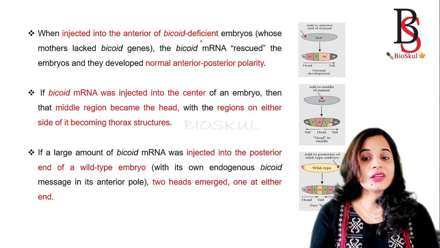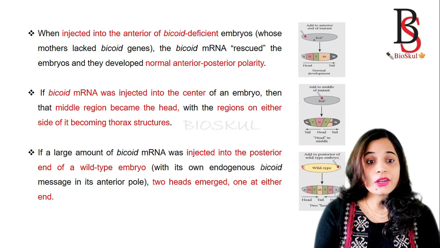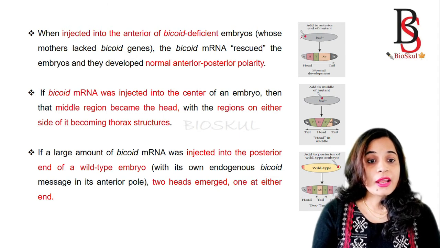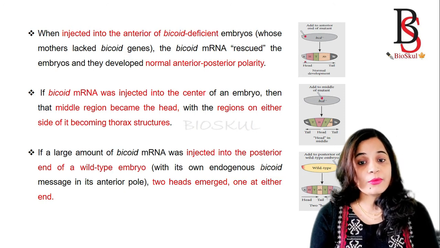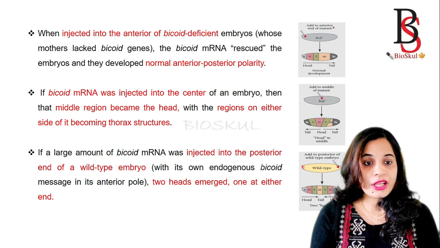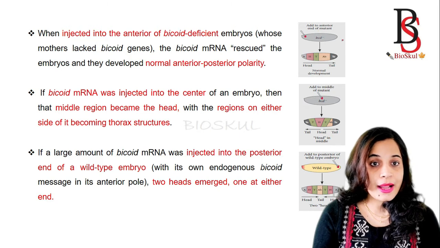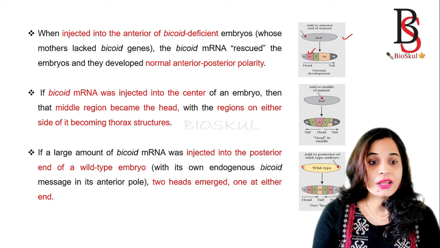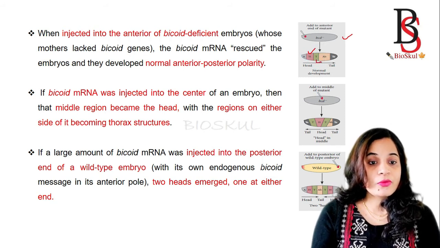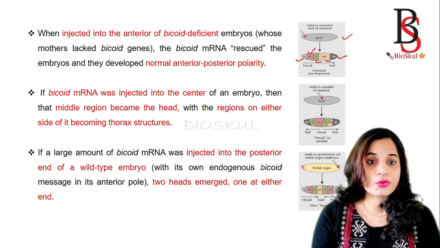Let's see the experimentation. In the first experiment, when bicoid is injected into the anterior end of a bicoid mutant embryo, it results in the formation of a normal embryo with anterior posterior polarity. Here you can see, at the anterior end of the bicoid mutant, it develops the head, and the region near the head develops into the thorax, followed by the abdomen. The anterior extremity forms the acron and the posterior extremity develops into the telson.